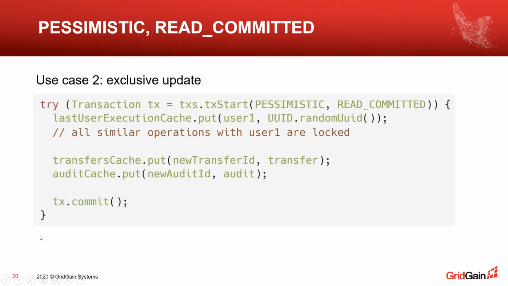And if there are lots of these operations in your business code which follow the same pattern, they acquire an exclusive lock for the user by accessing the last user execution cache at the start. You will gain semantics where it works like a mutex on this user, because once this lock is acquired, you may work exclusively on this user, and if someone else is working, you will just hang on this line until the lock is released and your transaction is able to proceed with the user.